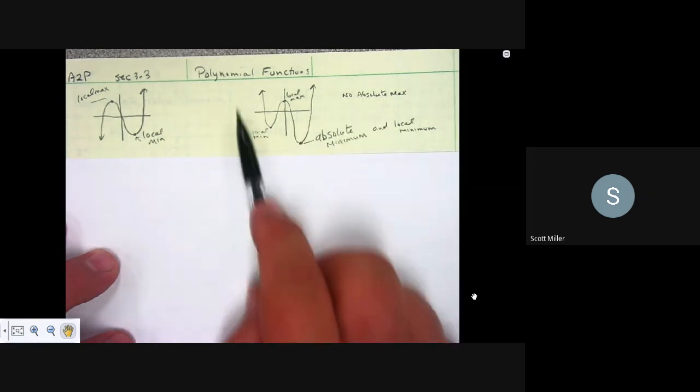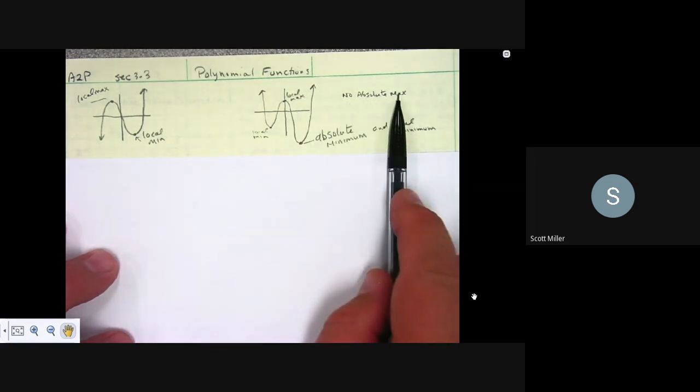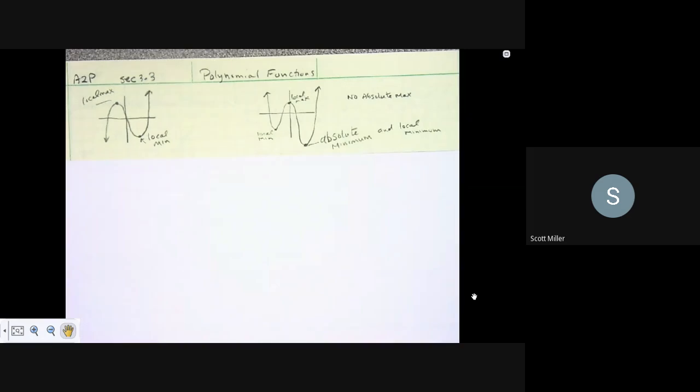Notice this graph right here has no absolute max. A graph does not have to have an absolute max nor an absolute min. Here's an example right here. It has a local minimum, has a local maximum, but there is no absolute minimum and no absolute maximum because these arrows continue on forever. So there is no value up there that you can consider to be the highest or the lowest. So that is absolute maxes and mins.